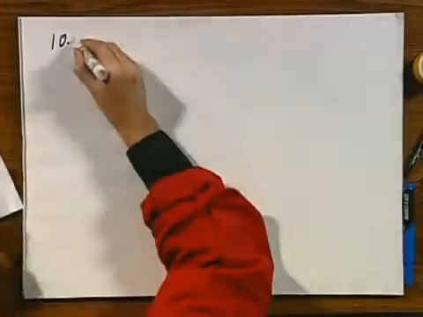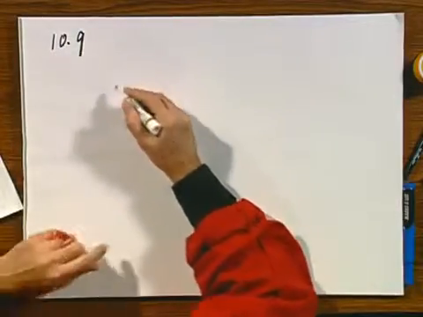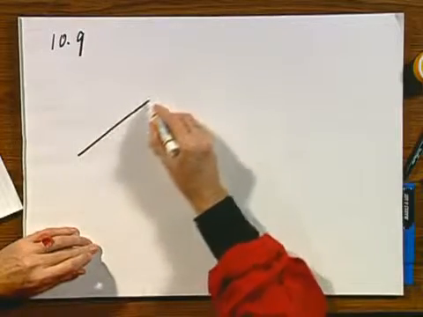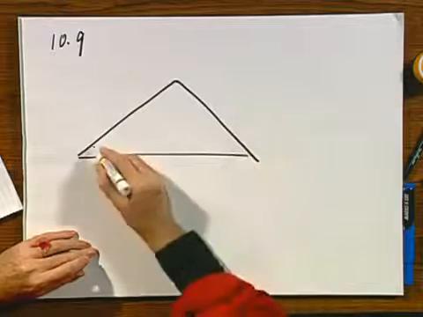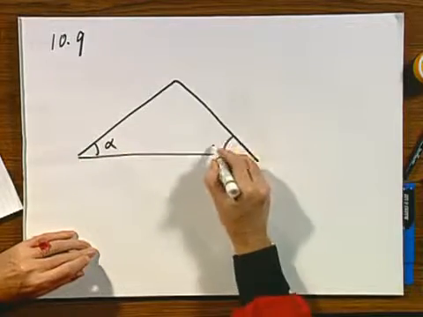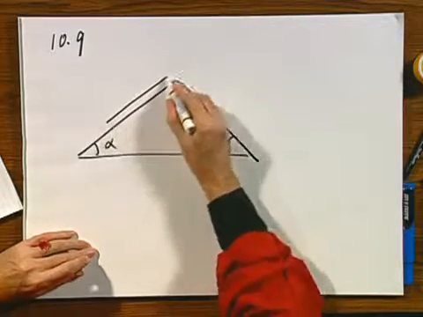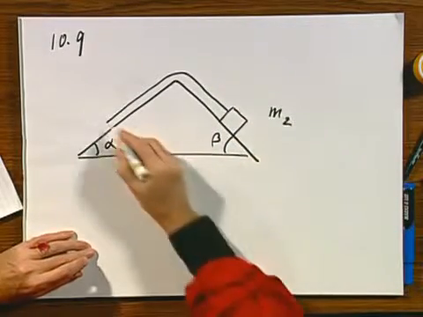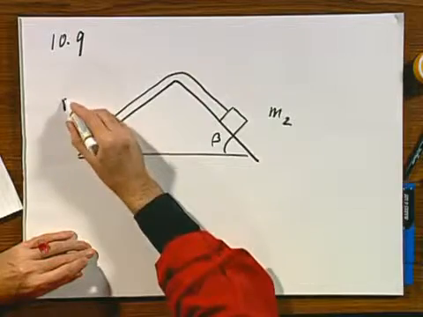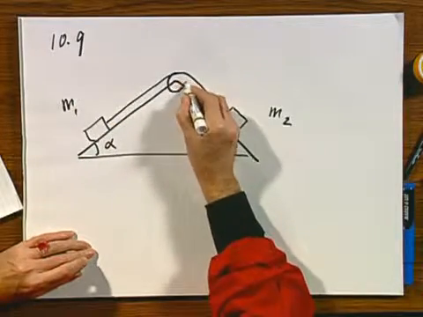So let's now go to problem 10.9. This is a classic. I have here an angle alpha, and here an angle beta, a rope, and here I have a mass m2, and here I have a mass m1, and here I have a pulley.